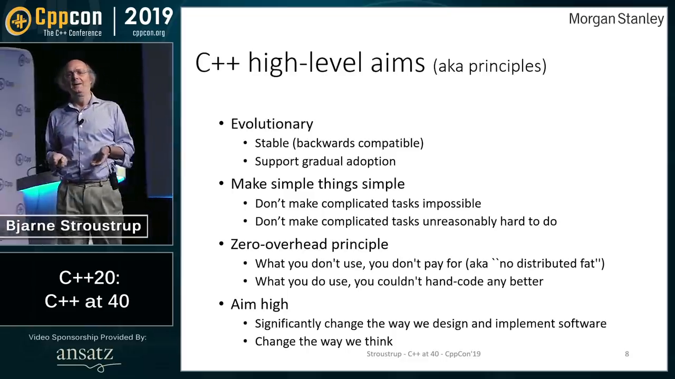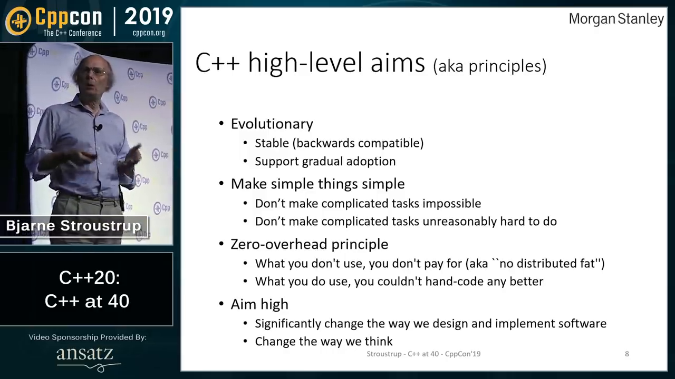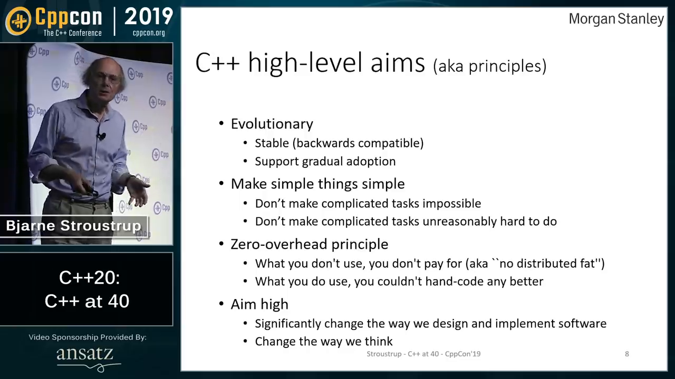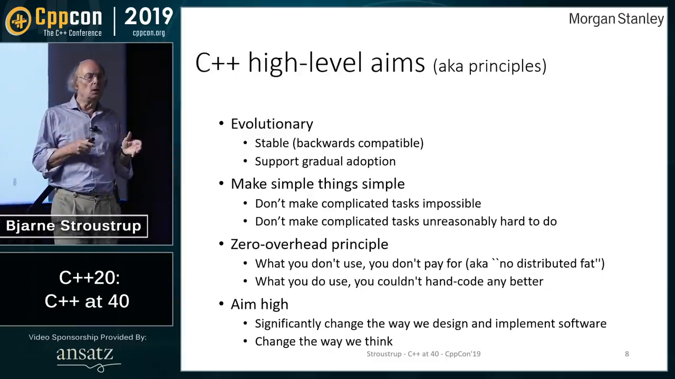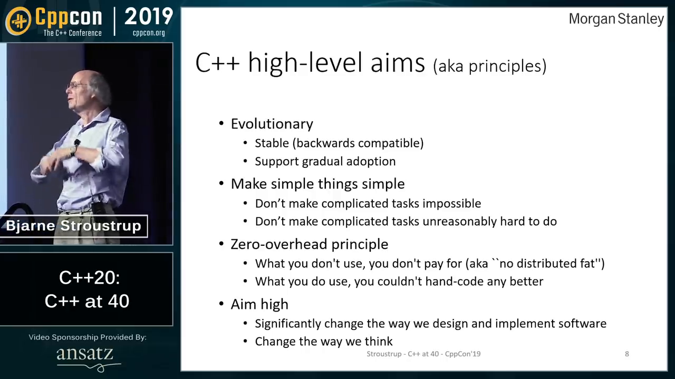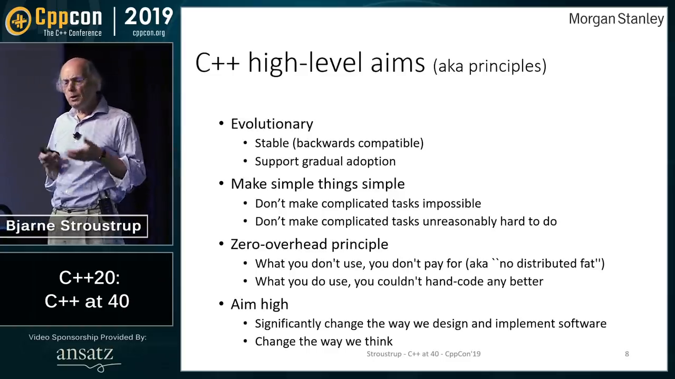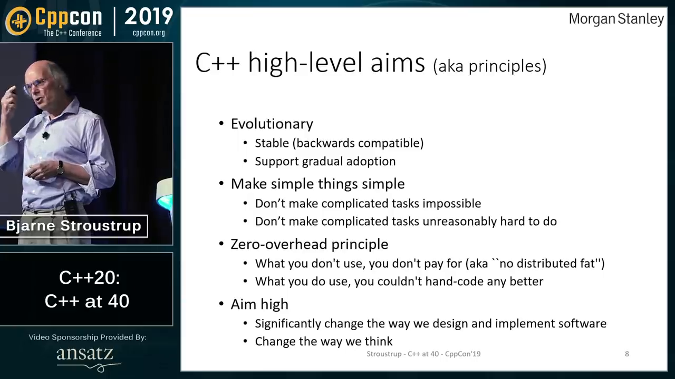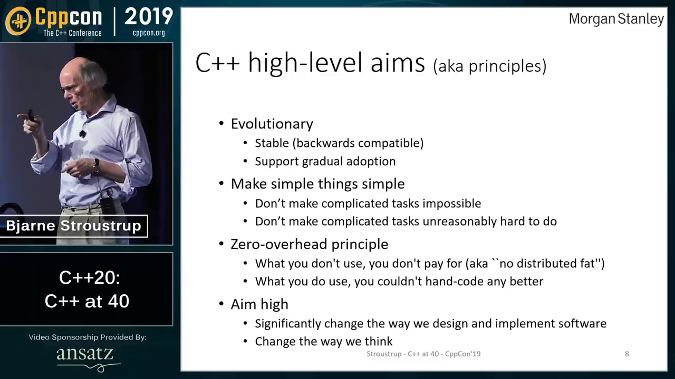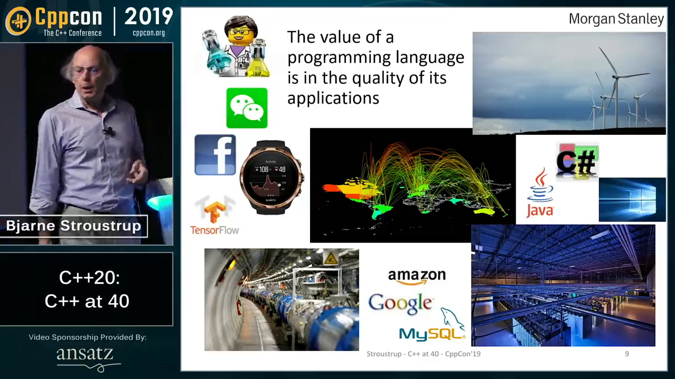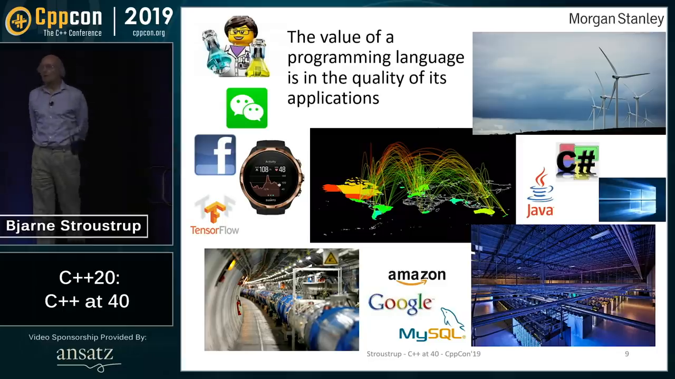And you have to aim high. I don't actually think a 10% improvement is such a great thing in the big picture. It is a great thing for a particular system, for a particular year, but if you are thinking in terms of decades and language design and community, what you actually have to go for is to significantly change the way we design and implement software. Basically, we have to change the way we think. And I'm not being patronizing and saying you have to change the way you think. It's we, including me.